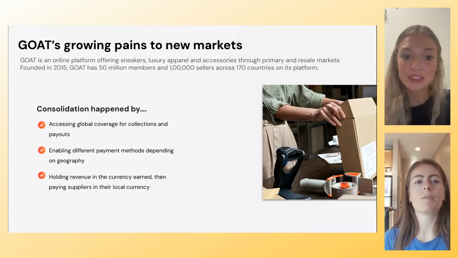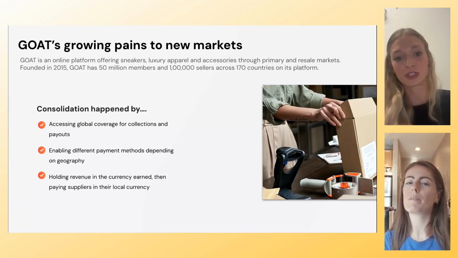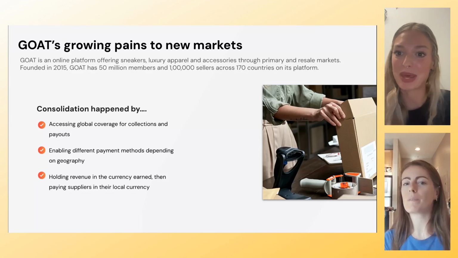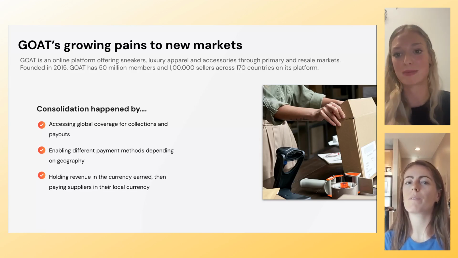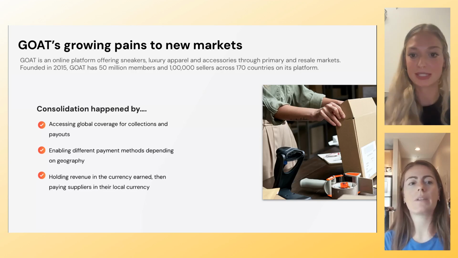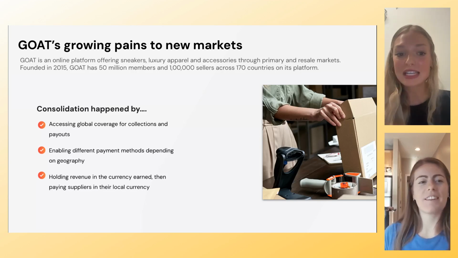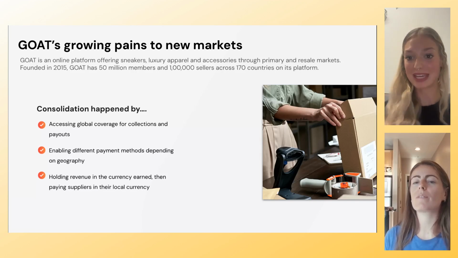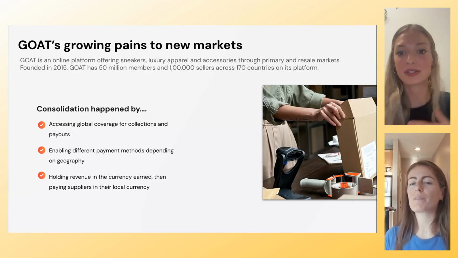We can also enable different payment methods, and we were able to do it for GOAT. So when I log in, I can see the currency that I'm expecting to pay in and the preferred payment methods that I'm hoping to pay for this item in. Lastly, thinking about holding the revenue in the currency that we got it in, and then we paid it in. So as GOAT continues to scale, they don't need to think about all of the different FX fees that are going to happen as they accept and pay their sellers.